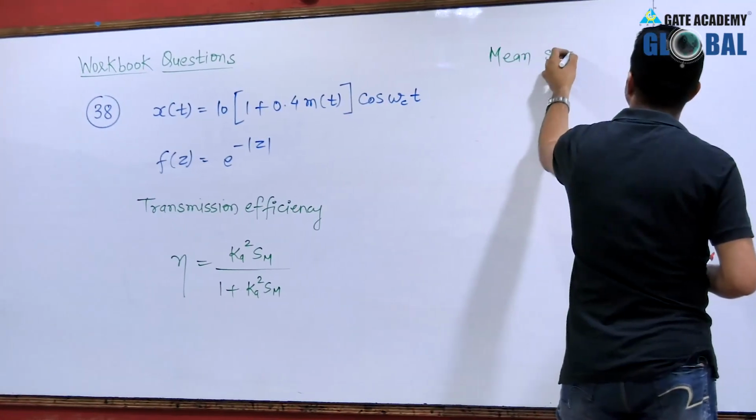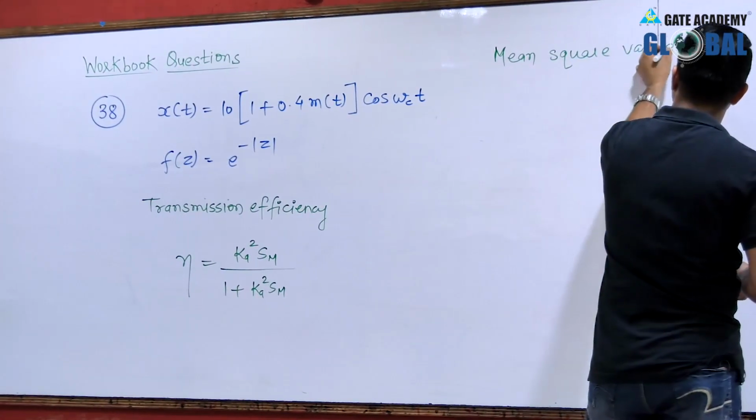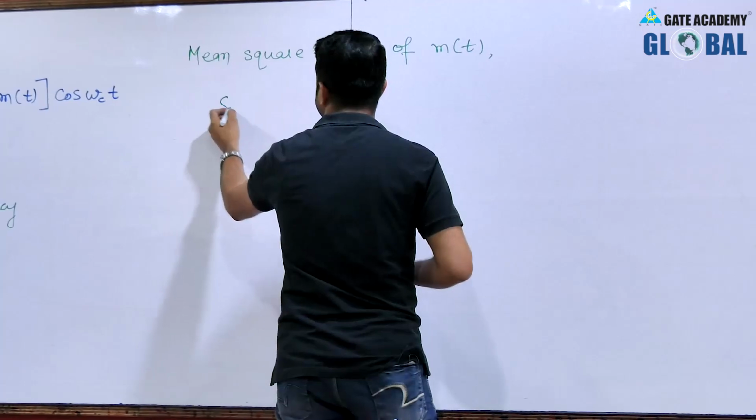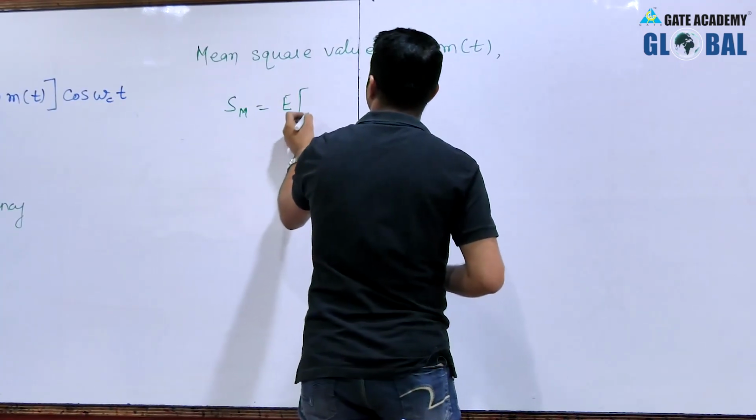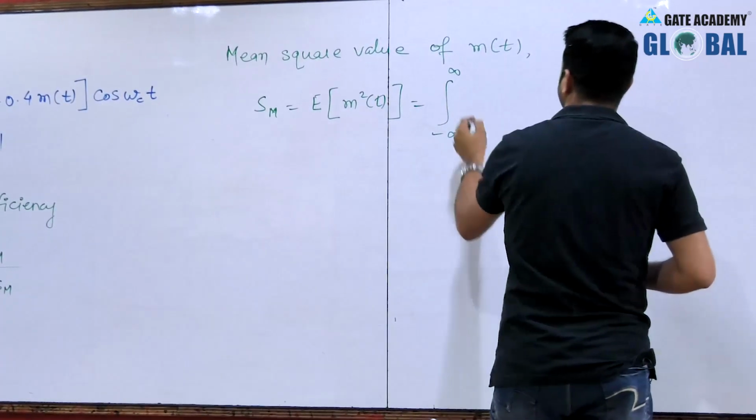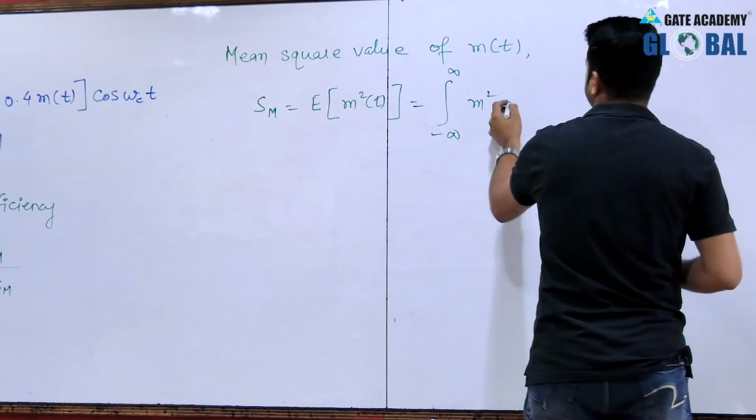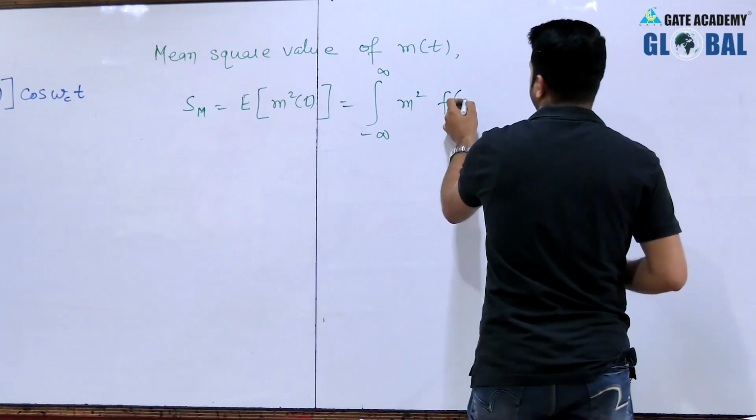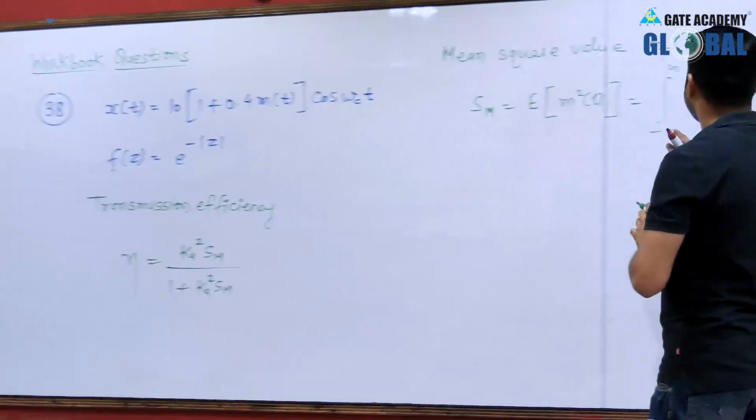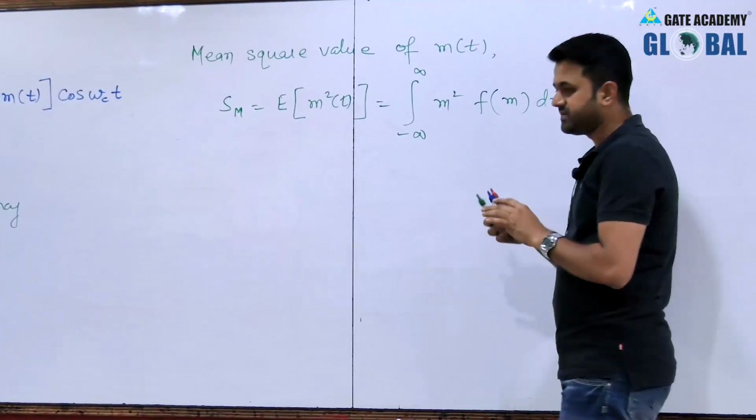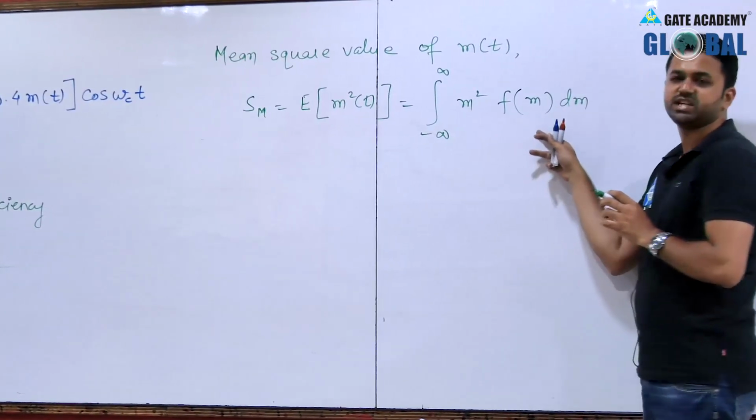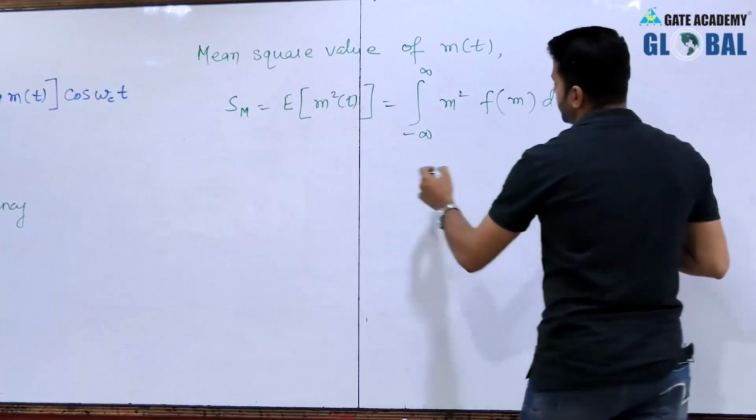The mean square value of the message signal, that is the power of the message signal, Sm, is actually the expectation of m square t. It is given by the integration from minus infinity to infinity of m square and its density function f of m dm. Here it is written in the form of z, so you can write f of z dz and z square. Because this is the message signal, I am writing m square f of m dm. It is nothing but a change of variable.